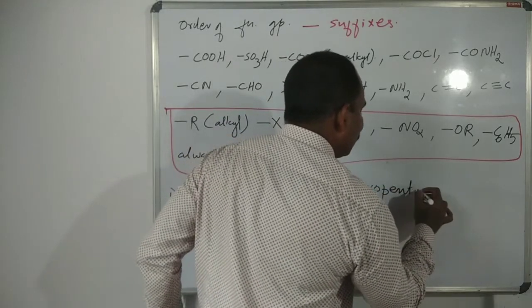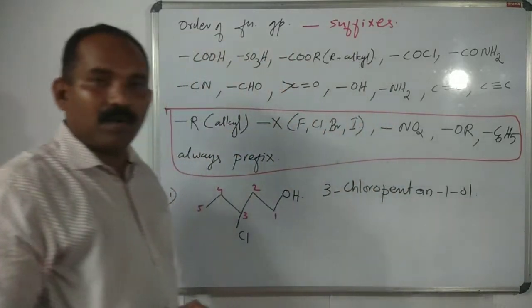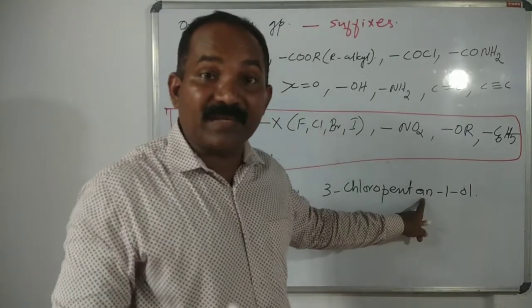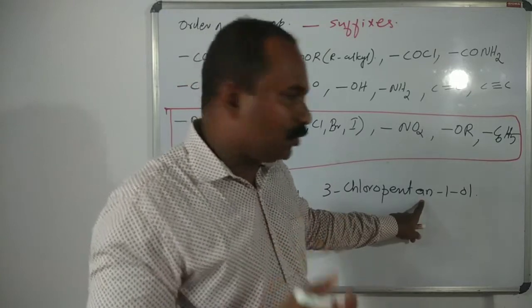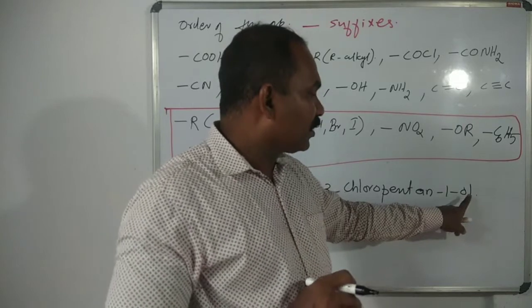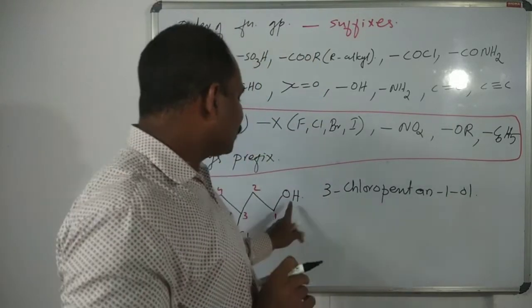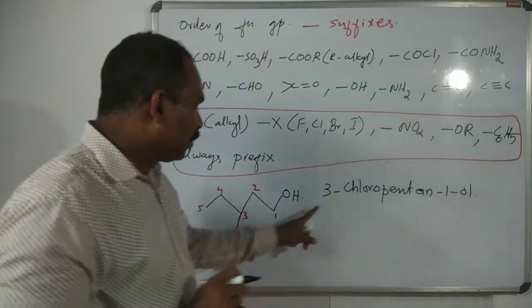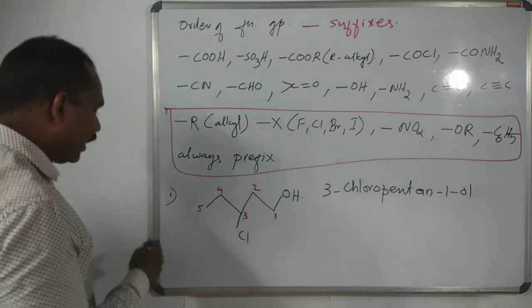Pent, 1-ol. Pentan-1-ol. Since the molecule is saturated, we use the primary suffix ane. And while you are adding the secondary suffix, you know the rule. If the secondary suffix starts with a, e, i, o, u, the E of the primary suffix is dropped. The position of the alcohol group is 1. So the molecule is 3-chloropentan-1-ol.